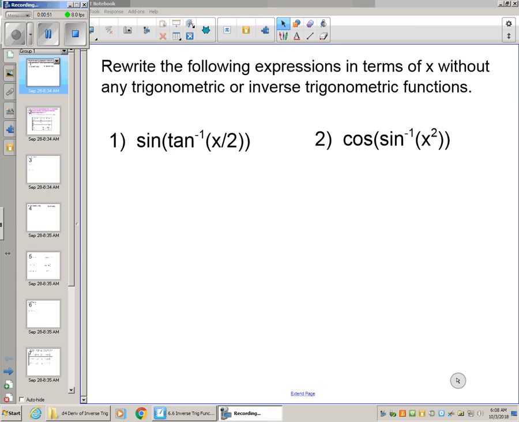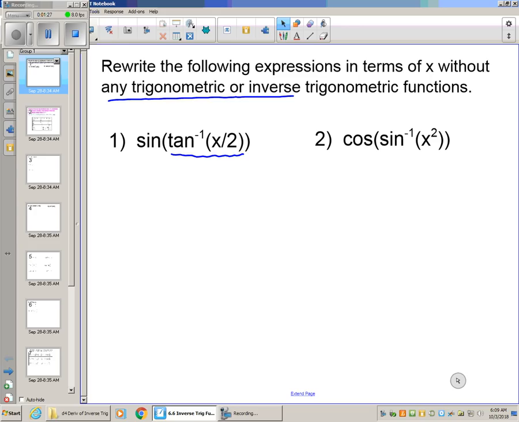So this is just a review of inverse trig ratios, kind of what inverse trig is doing. It says rewrite the following expressions in terms of x without any trigonometric or inverse trigonometric functions. So I basically want it to be equal to something without any of the trig functions in it. Let's break down what's going on here. Within the first parentheses of number 1, we first got to figure out what that value is. I always start with the values of the inside and work the way out, just like any other function.